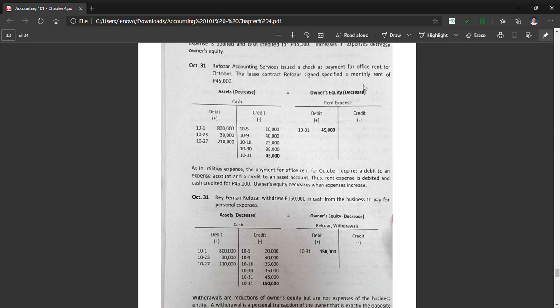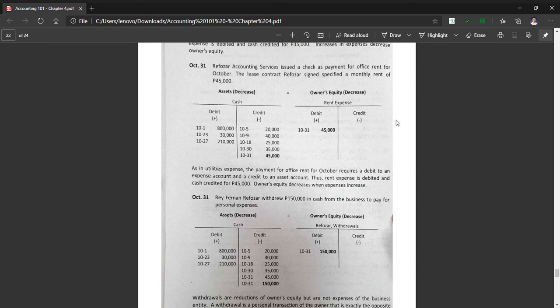October 31, Refusar Accounting Services issued a check as payment for office rent for October. The lease contract Refusar signed specified a monthly rent of 45,000. Okay, so this time nagbayad naman tayo ng rent. So once again, rent is an expense. Right? So sana alam niyo na ang mga expenses natin, right? Ang expenses natin, ito yung mga gastusin natin na hindi siya related sa pag-acquire ng asset and hindi siya related sa pagbayad ng utang. Right?